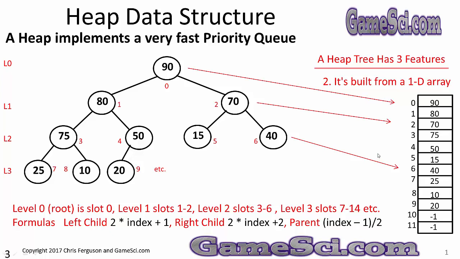This is a standard mapping of a binary tree to a one-dimensional array. In order to do this, you must know the formulas. The left child is at 2 times index plus 1. The right child of a parent node is at 2 times index plus 2.